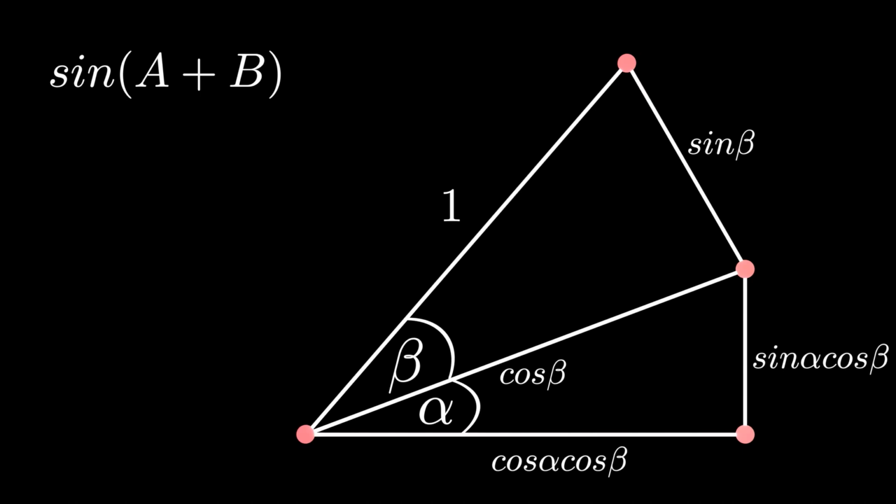Next, draw a vertical down from the tip of the first triangle and a horizontal from that line to the tip of the second triangle. Because these two lines are parallel, this angle is equal to alpha.